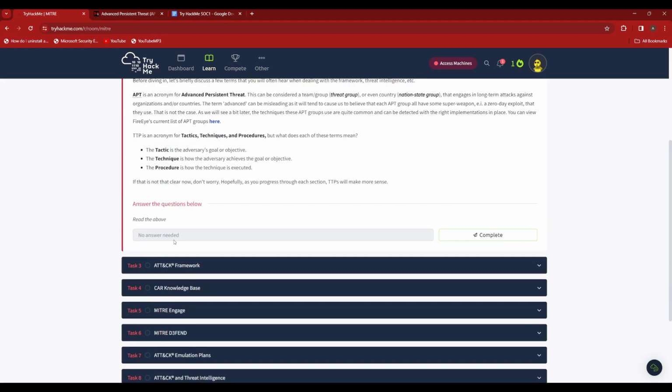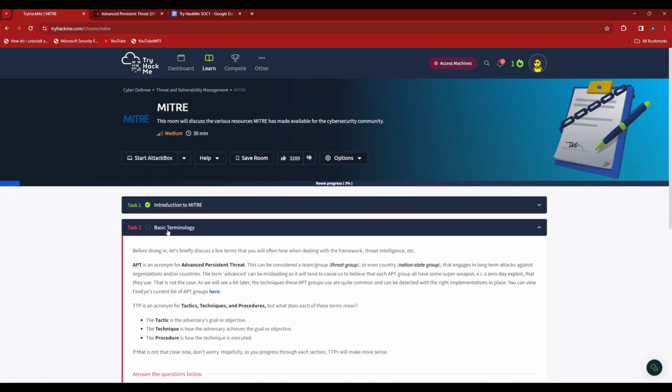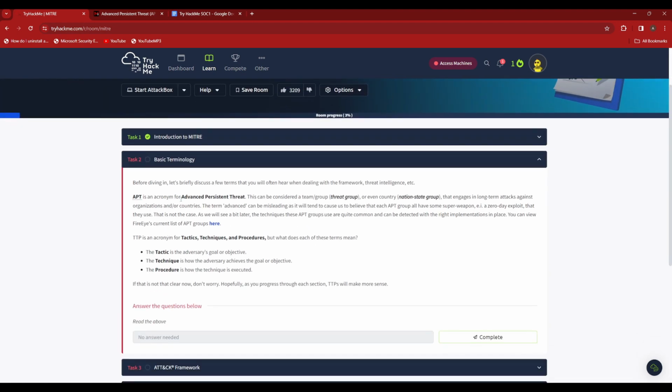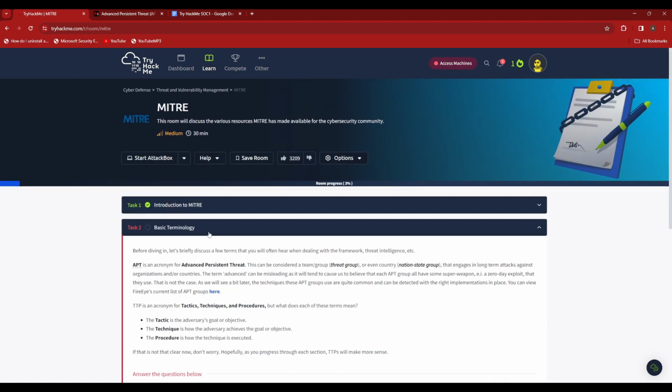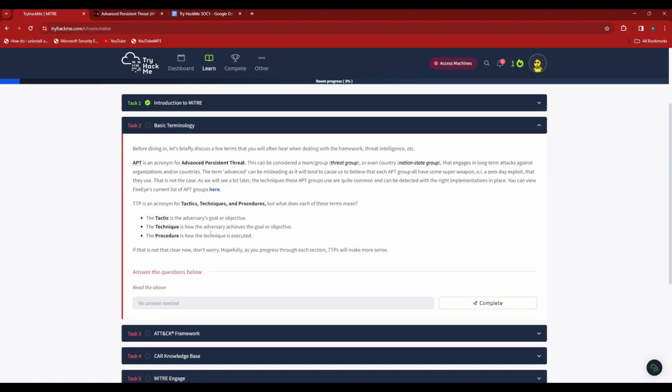I'll probably skip through the rooms a little bit because they seem very basic and I don't want to waste anyone's time. I know for sure I'll learn it from my perspective, but I will pause it and jump from area to area just to find areas that I think are most important. So like this one, for example, task 2 is just basic terminology. I feel like it's not very interesting and it doesn't really show someone is learning. So I try to focus more on the rooms and the little objectives.